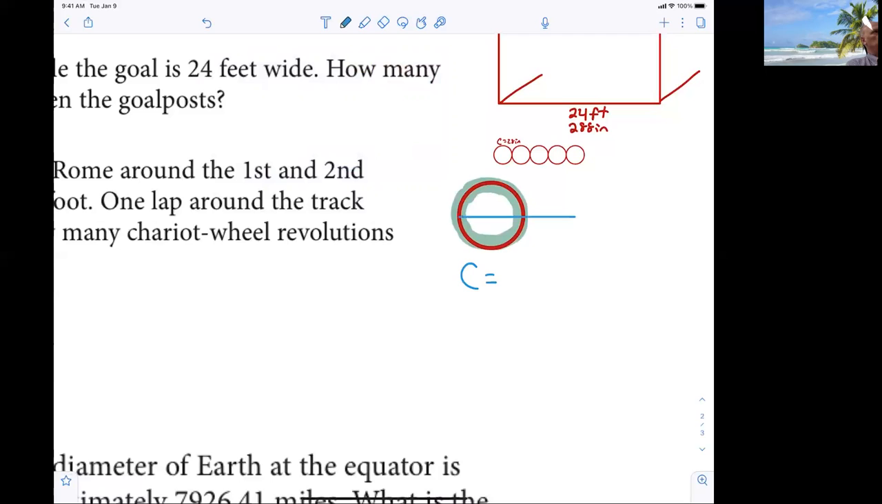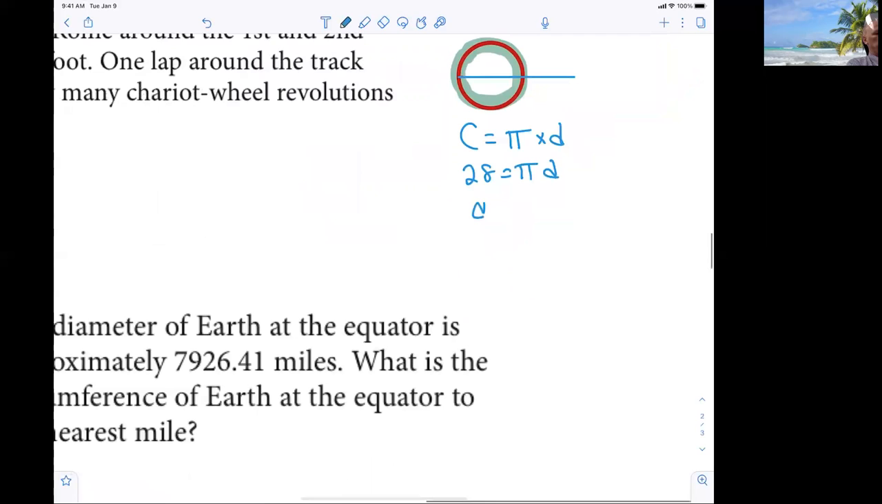Equals? Yes, pi times the diameter. What's the circumference of our soccer ball? So how do I figure out what the diameter is? Yes, so divide, tell me what the diameter is. Do you do 28 divided by pi or pi divided by 28? And what is that? Inches. So each soccer ball is 8.192 inches.